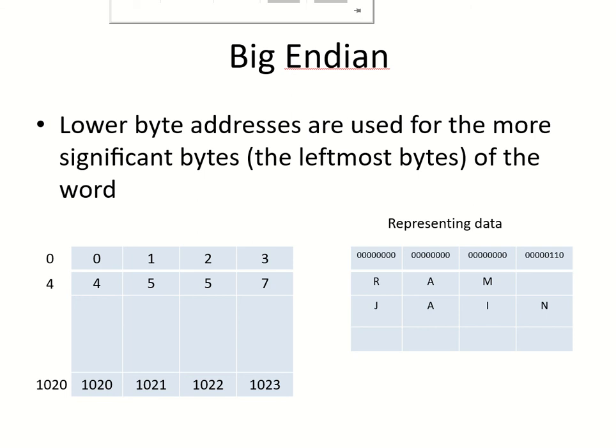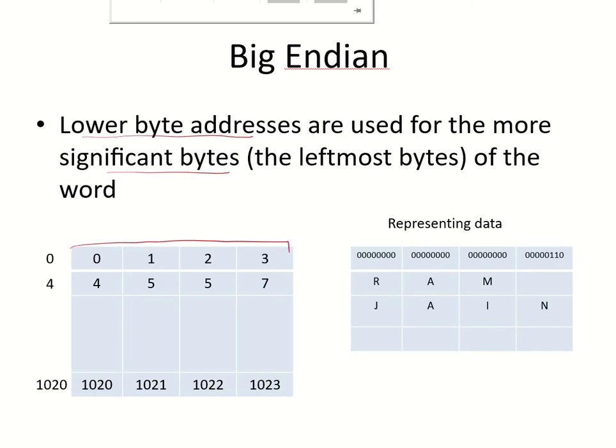There are two ways in which memory addresses can be specified. These are either the big endian way or the little endian way. Let us first discuss the big endian. In this, the lower byte addresses are used for the more significant bytes.